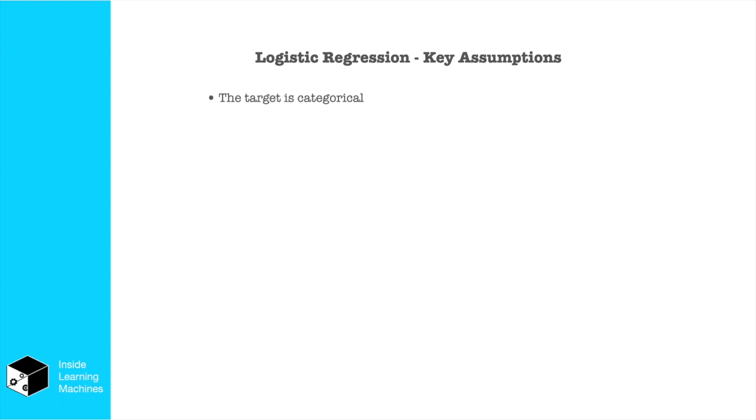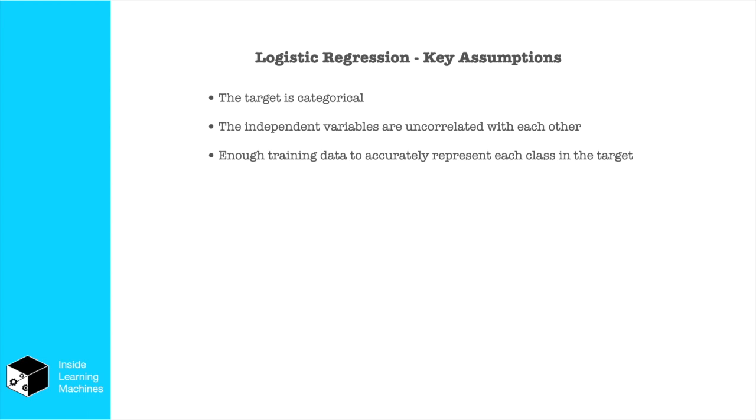So now we're going to go over the key assumptions behind the logistic regression algorithm point by point. So the first is that our target is categorical, meaning that it only contains discrete values. The next is that our independent variables are uncorrelated with each other. Next, we should make sure that we have enough training data to accurately represent the process we are attempting to model. And more specifically, we should have enough samples in our training data for each class in our target.